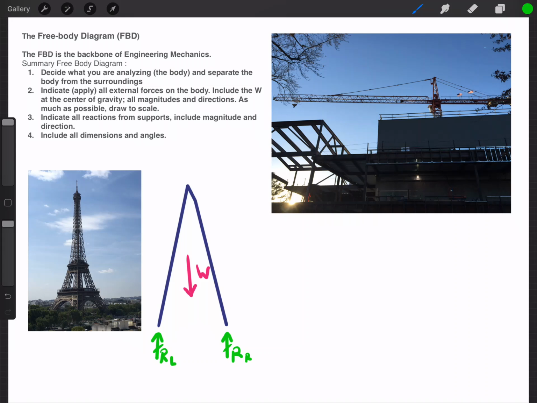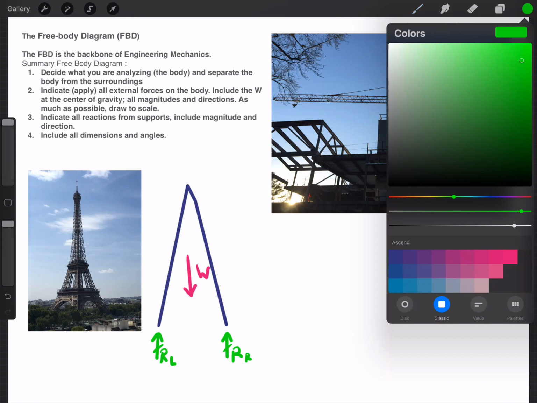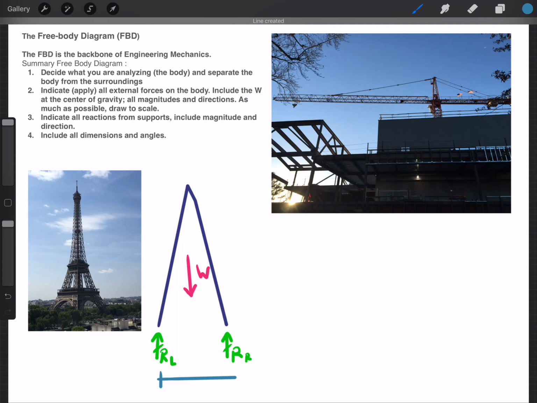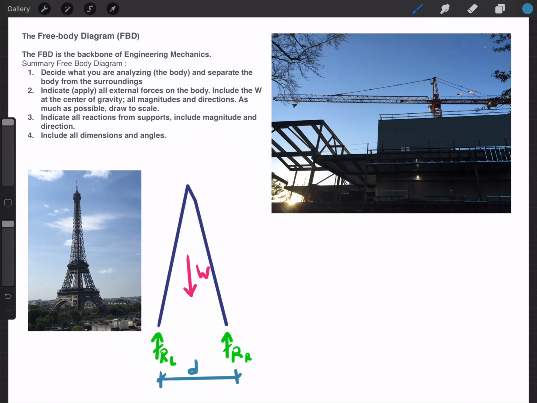If we knew the magnitude of them, we would put that on here. We don't know that. But then the last thing that we need is any kind of measurements that we need. And so we don't really know what it is, but we're just going to put it on here and say that this dimension line here, from here to here, this distance is d. And that's basically a free body diagram of the Eiffel Tower. Very rudimentary, but that's it. That's enough for me to analyze what is the reaction on the ground of the supports of the Eiffel Tower, if that's what I'm looking at.